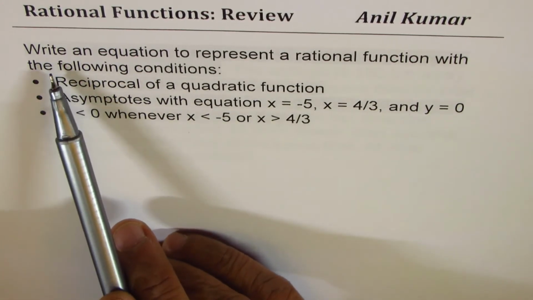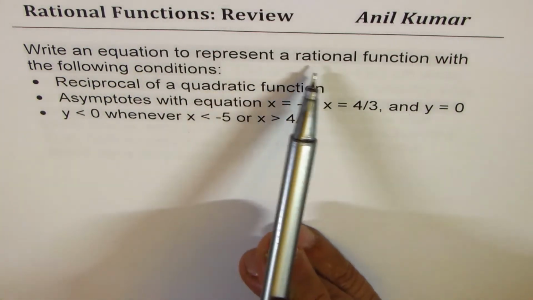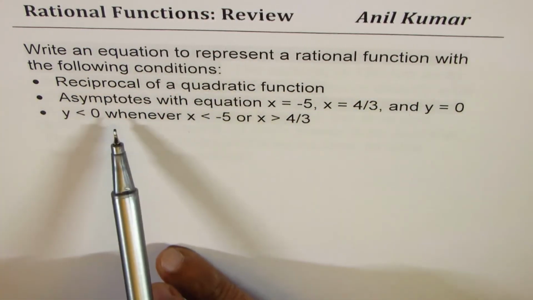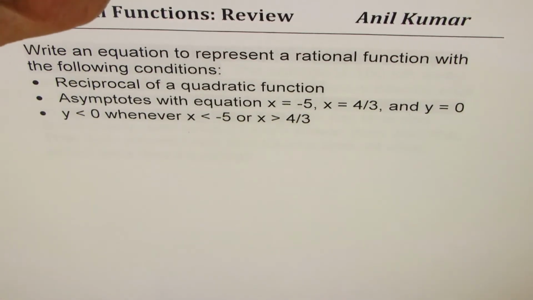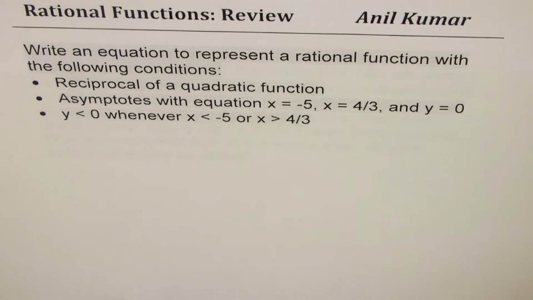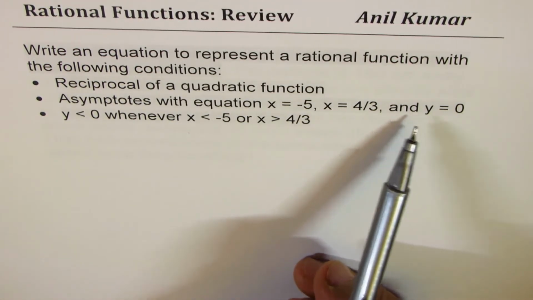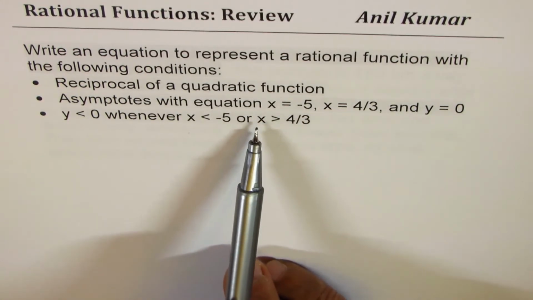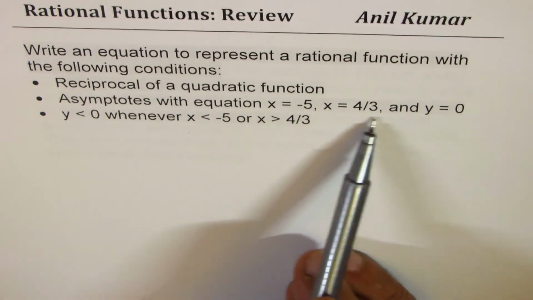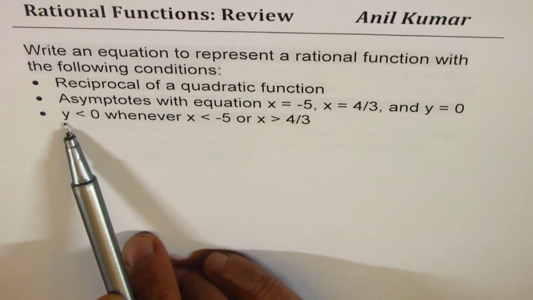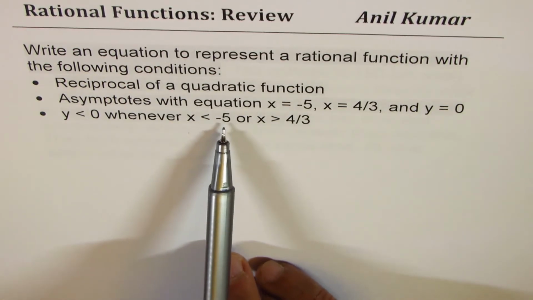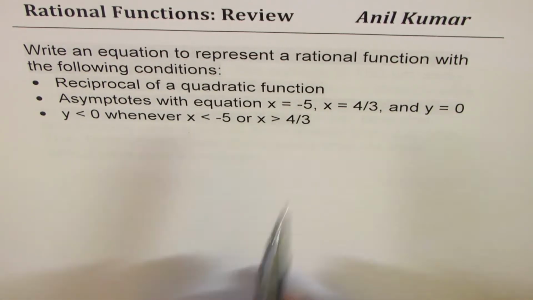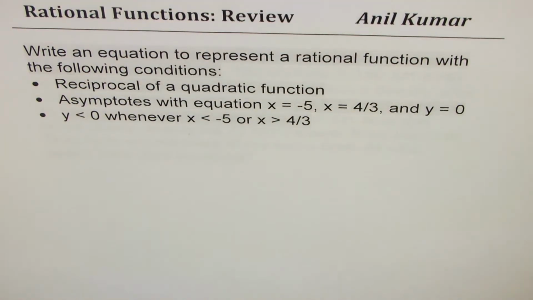So the question here is, write an equation to represent a rational function with the following conditions. 3 conditions are given to you. Reciprocal of a quadratic function, asymptotes with equation x equals -5, x equals 4 over 3, and y equals 0. All asymptotes, right? So there are vertical and horizontal asymptotes mixed up. Y is less than 0 means the function is negative whenever x is less than -5 or x is greater than 4 over 3. Take your time, solve the question, and then look into my suggestions.